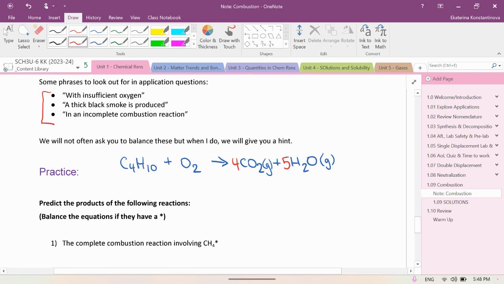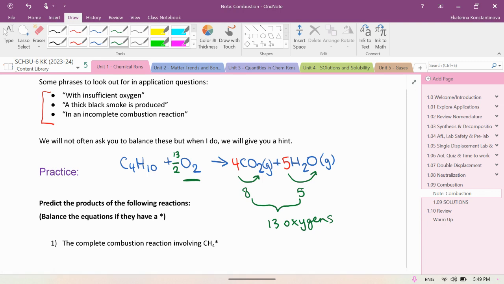Okay, so now we are left with our oxygens. Now I need to double check how many oxygens I have. Here I have 2 oxygens, whereas here I have 4 times 2, that's 8 oxygens, and 5 times 1, I have 5 oxygens. So I have a total of 13 oxygens. And this is where fractions come in. If you are comfortable to do a fraction, you're just going to do 13 over 2 before oxygen, right? So that indicates you have 13 oxygens on the reactant side and 13 on the product side.